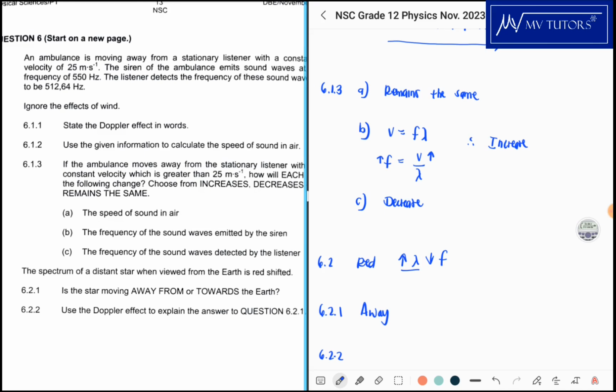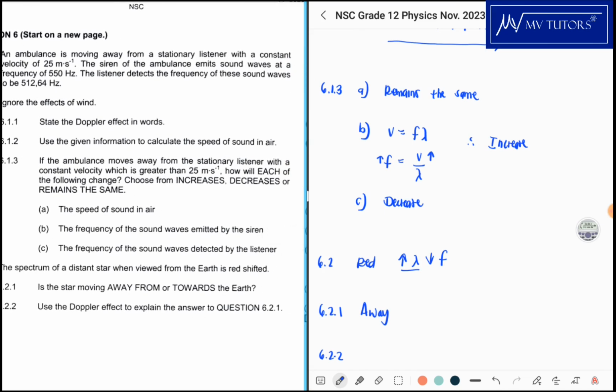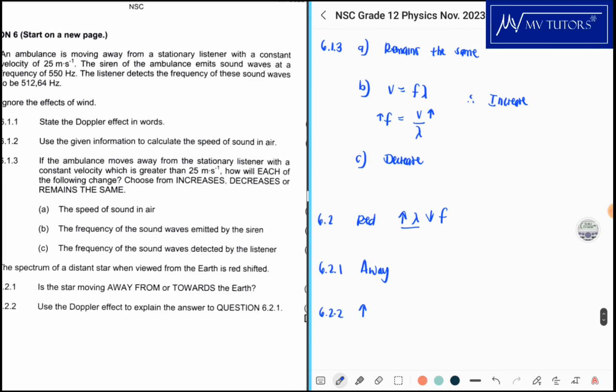6.2.2. Use the Doppler effect to explain the answer to question 6.2.1. Basically, if you're moving away, the wavelength would have increased, right? The distance between the waves would have increased. And because we know that the wavelength is inversely proportional to the frequency, we know that the frequency is less in this case. So when we have redshift, lower frequency, higher wavelength, then the bigger the distance is. That's how I'd use the Doppler effect to explain this answer, basically.